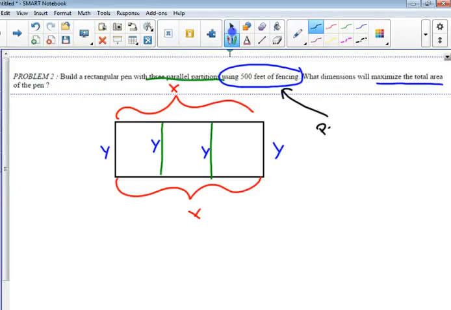Perimeter. This is your perimeter. Good. It's kind of like the perimeter, but using the length of each section. So how would you get that? 2x. Good, 2x plus 4y equals 500.